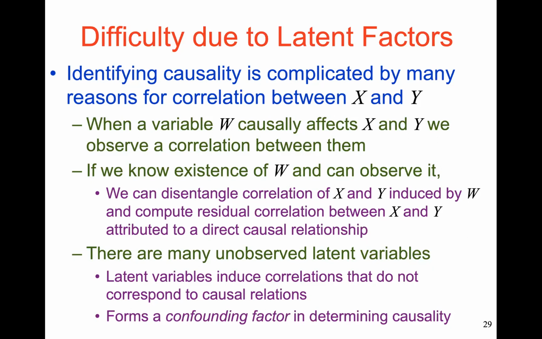There are many unobserved latent variables, and the latent variables induce correlations that do not correspond to causal relations. So in reality, we don't know what the causality is, what the latent variable is that is causing the correlation. And we refer to such things as confounding factors. Confounding factors are what is making these variables look like one is affecting the other.